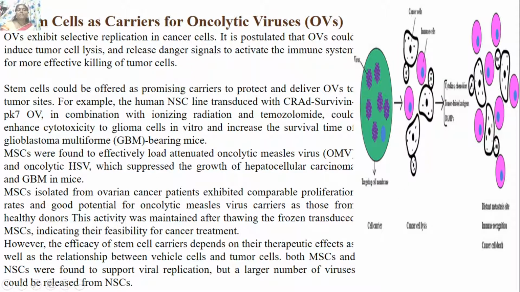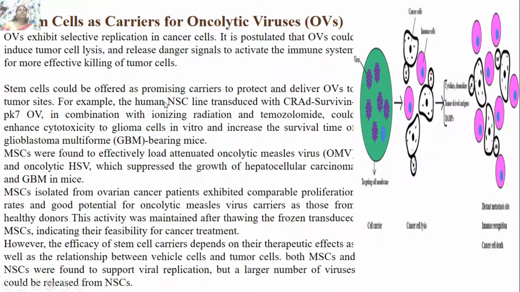The fifth one: stem cells as carriers of oncolytic virus. This is one treatment where oncolytic viruses exhibit selective replication in cancer cells. These are the viruses which are inserted into the stem cells, and release danger signals to activate the immune system for more effective killing of tumor cells. The stem cells could be offered as promising carriers to protect and deliver this oncolytic virus to tumor sites.